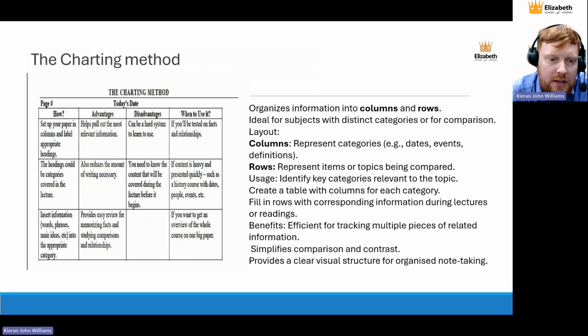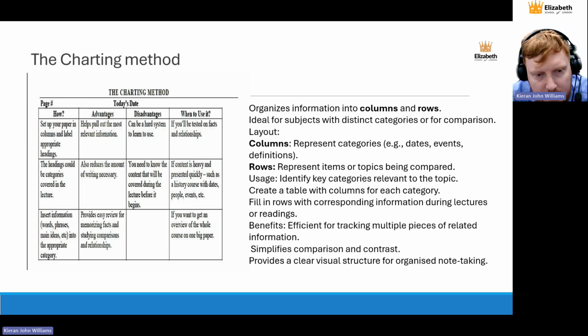Okay. So next we have the charting method. So if you find tables and things easier to read, then this may be something for you. So this is basically where you're dividing the information up into both rows and columns. Okay. So if you see here, they've divided it up into how something is done, the advantages, the disadvantages, and when to use it. So this more tabular form is helping if you just want to find the advantages, you have it right there. If you just want to find out the disadvantages, it is there as well.